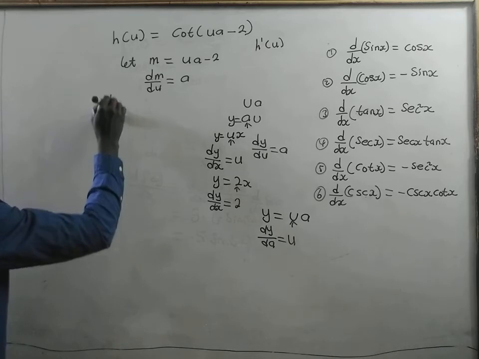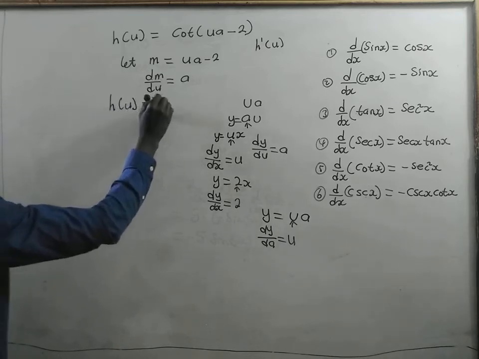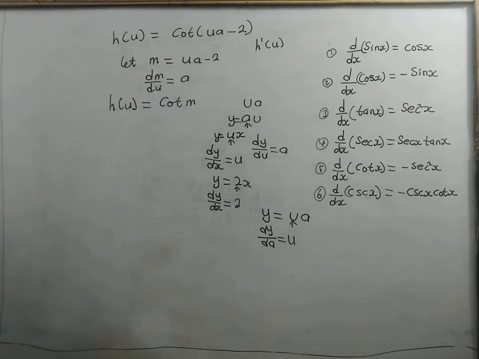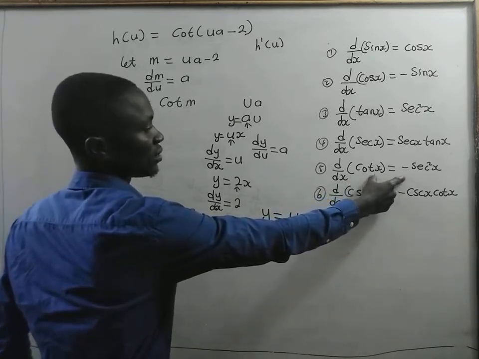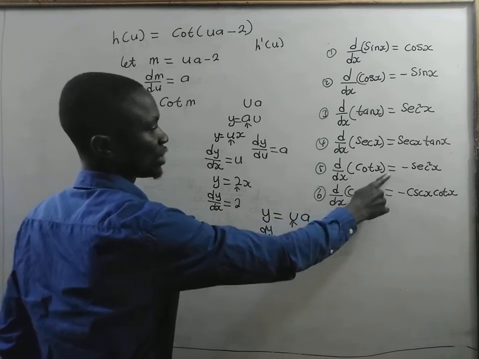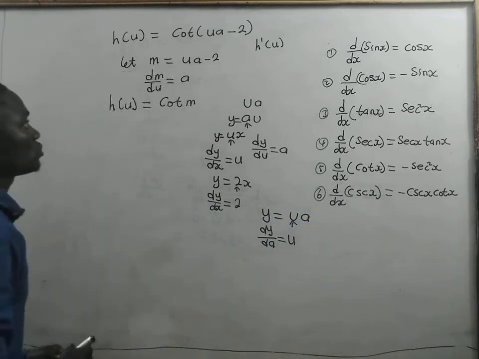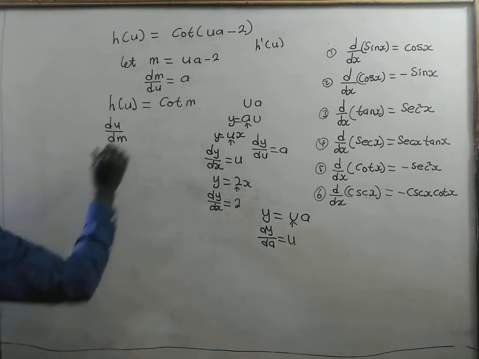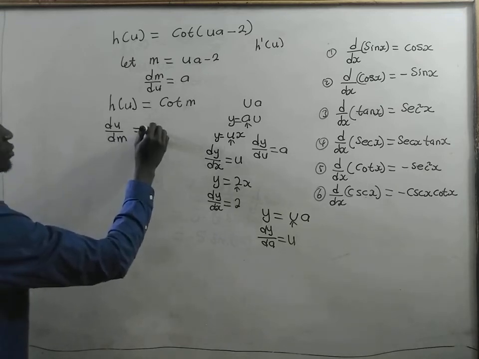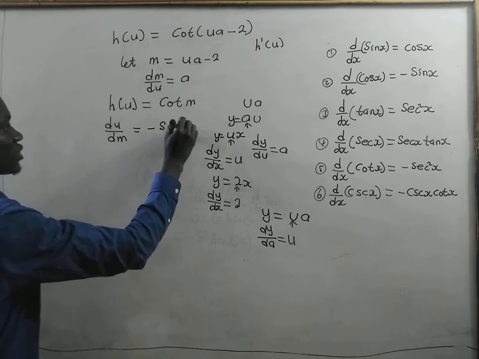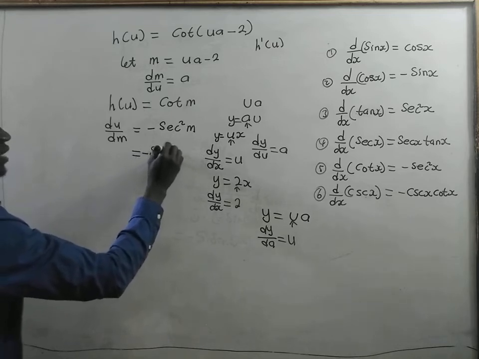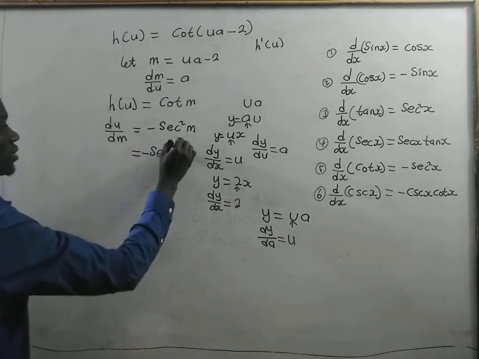Now, we have our h of u equal to cot m. That's the cotangent of m. Now, how do we differentiate cotangent? That is what we have here. The derivative of cotangent of x is equal to negative secant squared of x. So, here, the derivative of h with respect to m is equal to negative secant squared of m. And that is equal to negative secant squared of m is what?